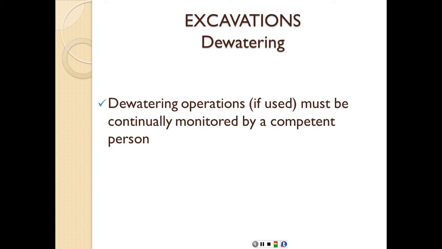Dewatering operations, if used, must be continually monitored by a competent person, because if it's a sump pump, for example, when that sump pump stops, water is going to start accumulating again. So you want to keep a constant watch on the sump pump. Same thing for a well point system. It keeps absorbing this water and expelling it out. So you want to make sure that it keeps working continuously so that water does not accumulate.